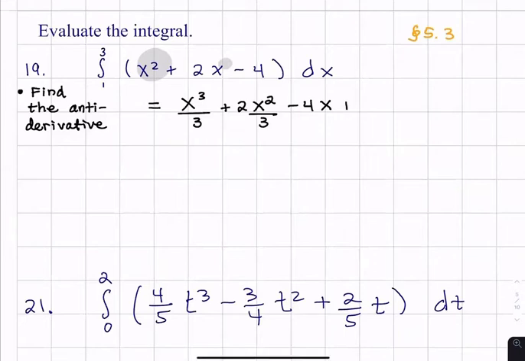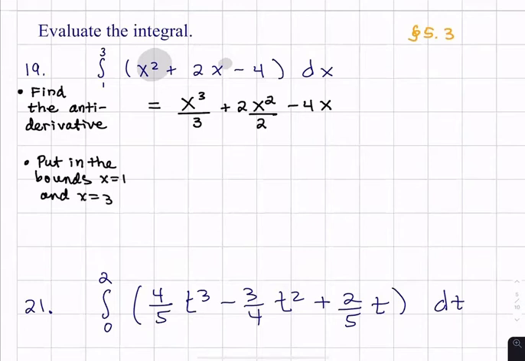If we're doing an indefinite integral where we don't have bounds of integration, we write plus c, but we're not doing that here. And I made a mistake on one of these. Okay, so it's x squared over 2. And then I'm going to put in the bounds, x equals 1 and x equals 3. So I draw a vertical line and I write 1 to 3. And then I go ahead and I plug in.